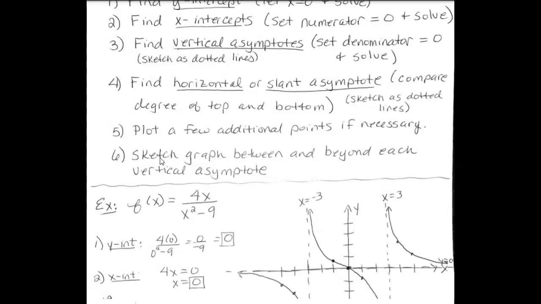vertical asymptotes separate our graph into sections, right? They represent domain restrictions. So you can graph points on the left and right of them, but not at those points. So there should be a piece of the graph on the left and the right of every vertical asymptote.